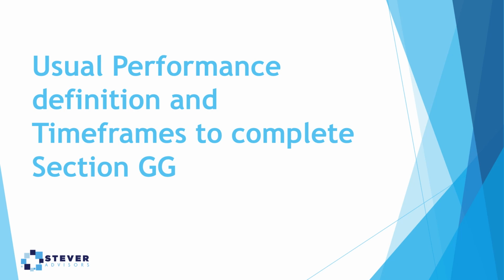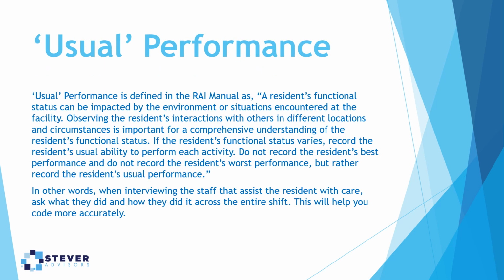Now let's look at the definition for usual performance and the time frames of completion of the information. Coding usual performance ensures that you are looking at the whole picture, unlike the previous process for Section GG, where you focused your coding on the most dependent no matter when it was during the time frame and what they called the rule of 3.